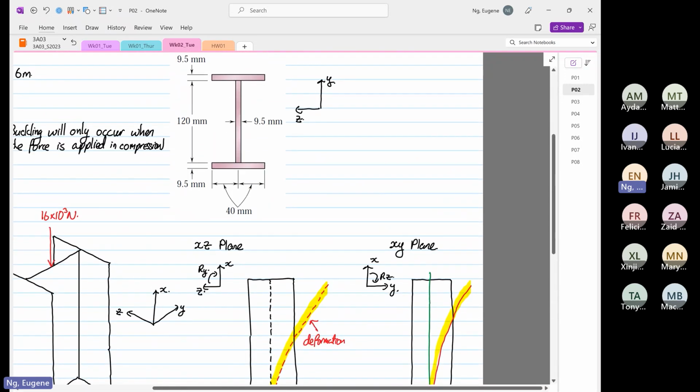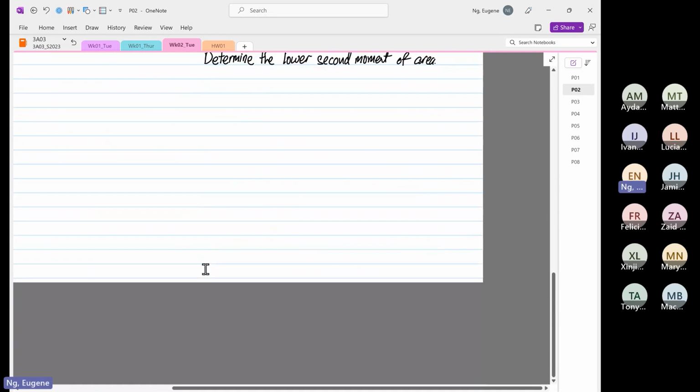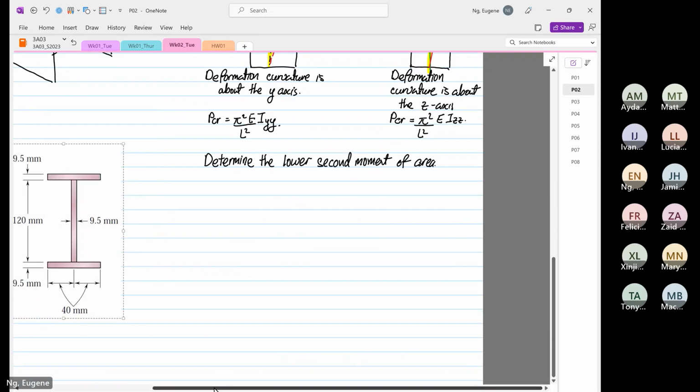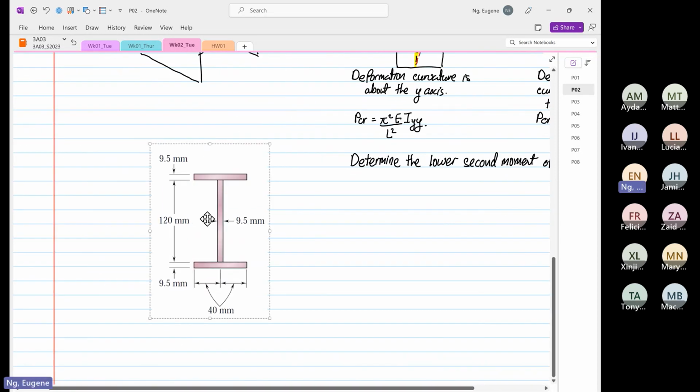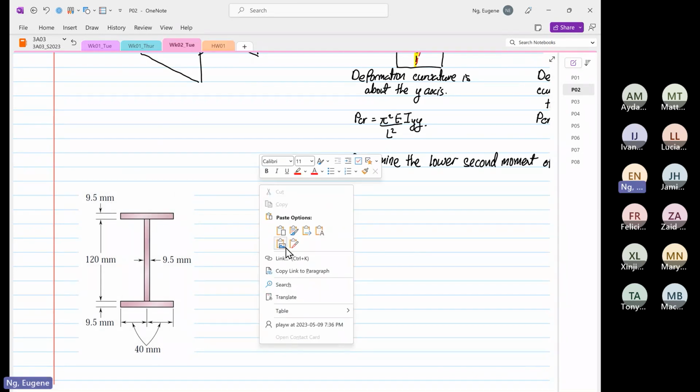So I'm going to take this whole graph, and I'm going to teach you how to determine IYY or IZZ. Some of you will have forgotten. So I'm going to take this image, come down here, and paste the image. I will take two, so copy and paste.